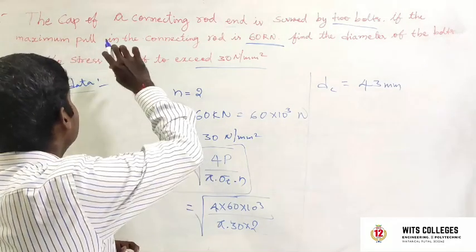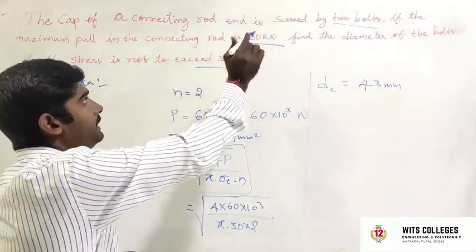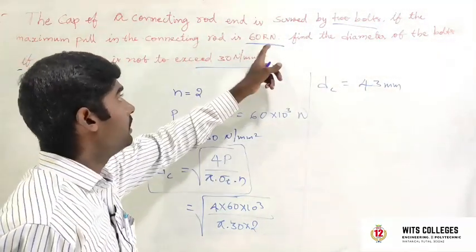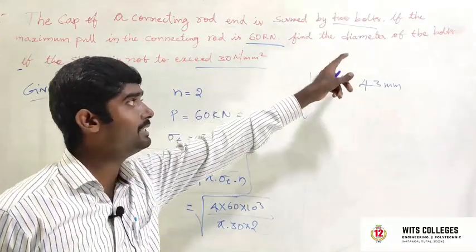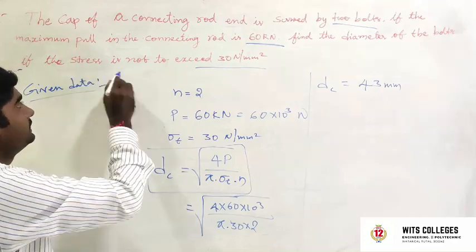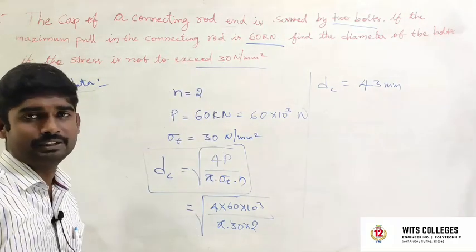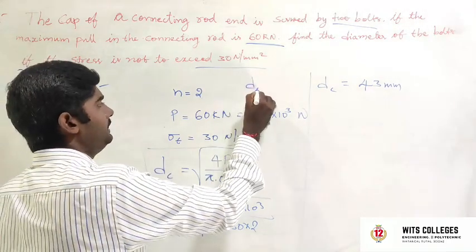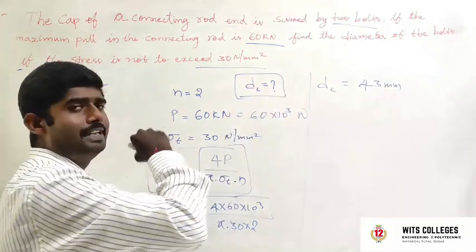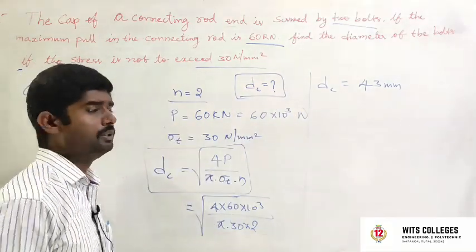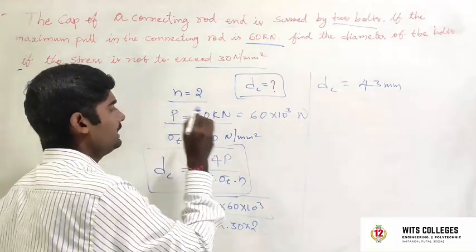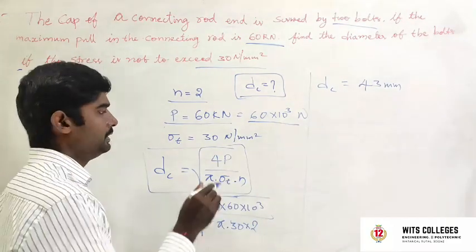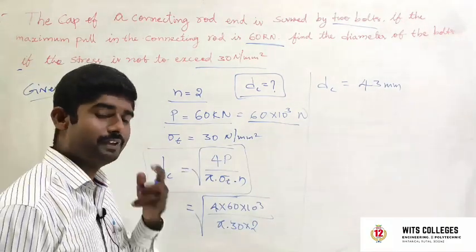Let's see again. The cap of a connecting rod end is screwed by two bolts. If the maximum pull in the connecting rod is 60 kilonewtons, find the diameter of the bolts if the stress is not to exceed 30 newtons per mm square. In this problem, find out the diameter DC. Given data: n is equal to 2, P is equal to 60 kilonewtons, converted into newtons, that is 60 into 10 cube newtons, and sigma T is equal to 30 newtons per mm square.